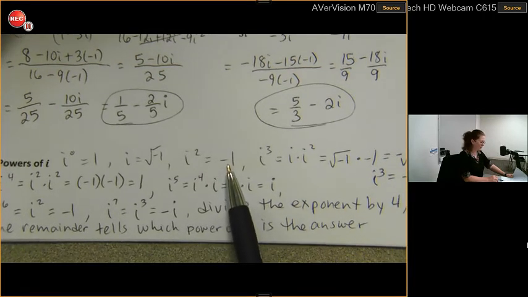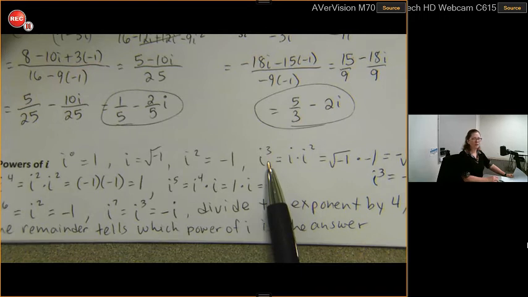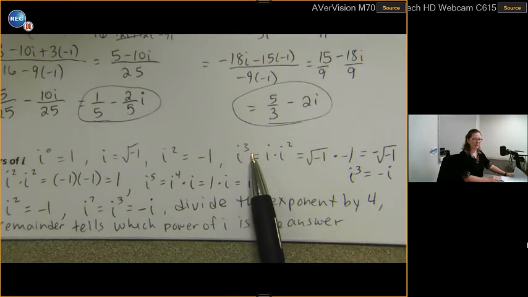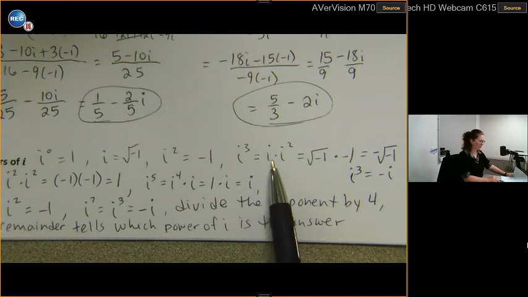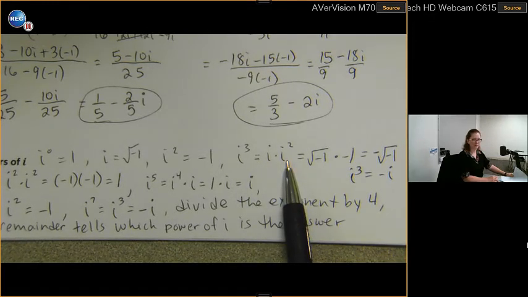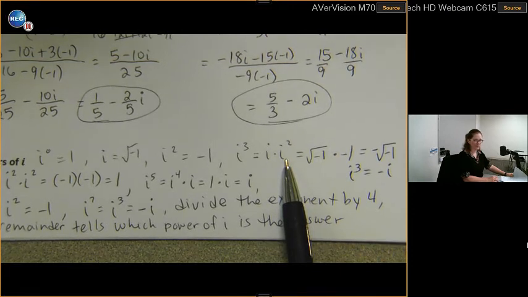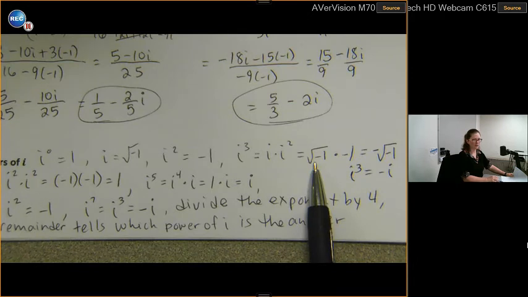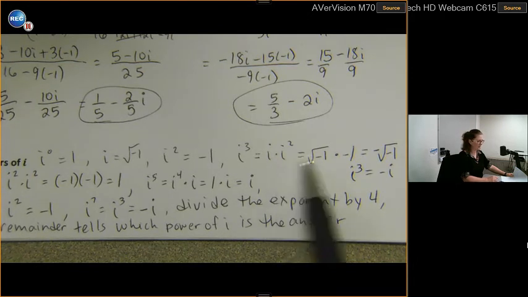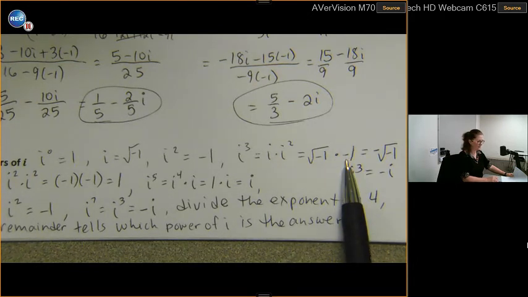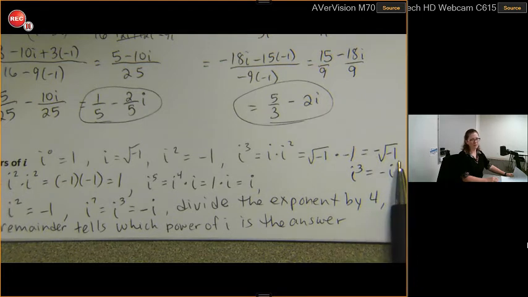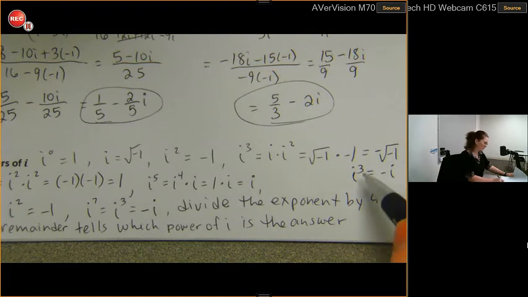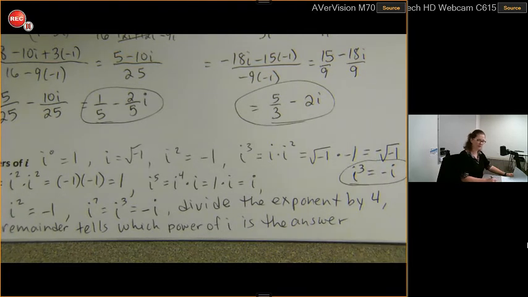When we go to higher powers, i to the 3rd, instead of saying i to the 3rd, I'm going to say i to the 1st times i squared. It's the rules of exponents. That's the equivalent. And then i is the square root of negative 1. i squared is negative 1. So we have negative square root of negative 1, which is negative i. And so I guess the one of these that you need to remember is that one.